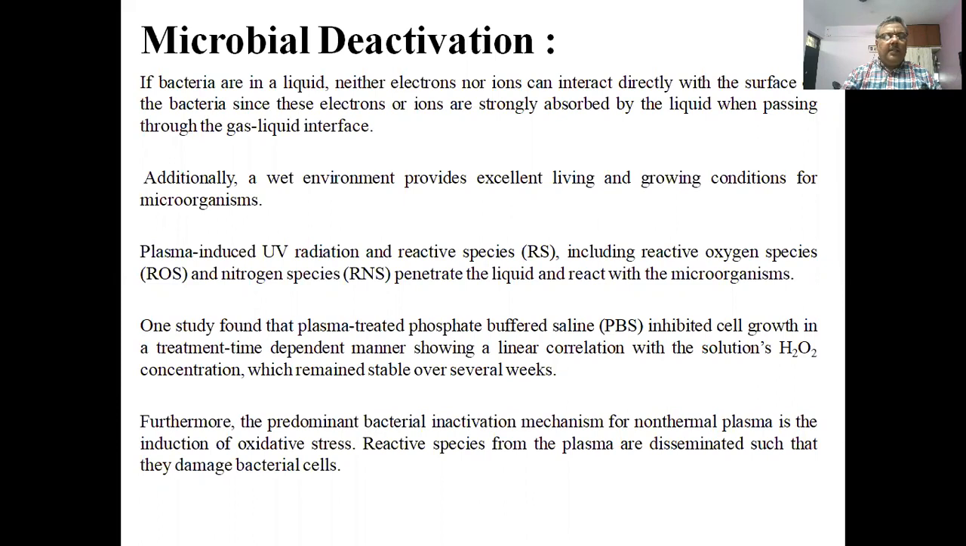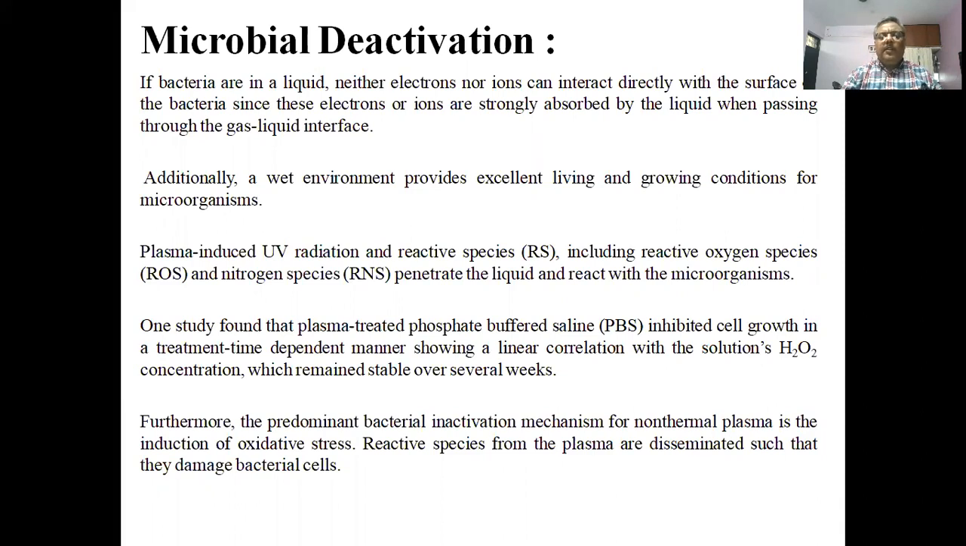If bacteria are in a liquid, neither electrons nor ions can interact directly with the surface of the bacteria, since these electrons or ions are strongly absorbed by the liquid when passing through the gas-liquid interface. Additionally, a wet environment provides excellent living and growing conditions for microorganisms.